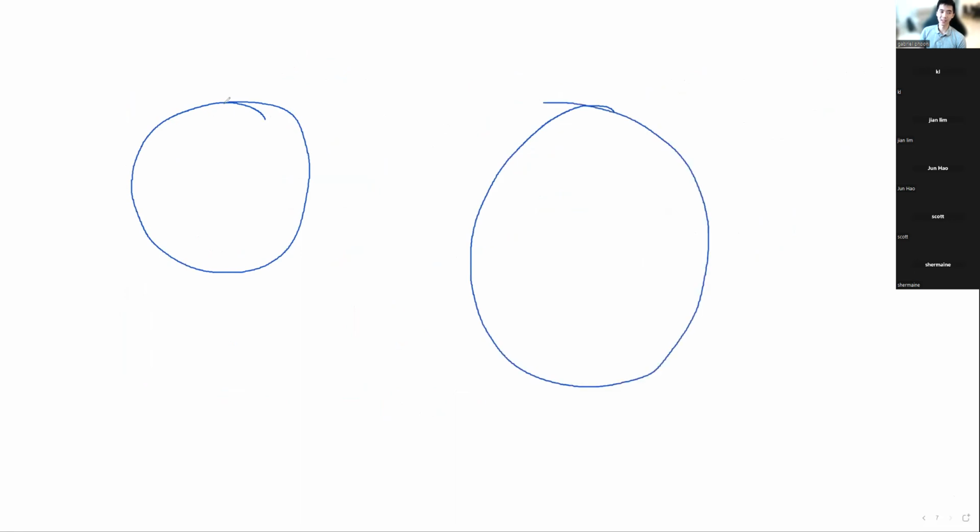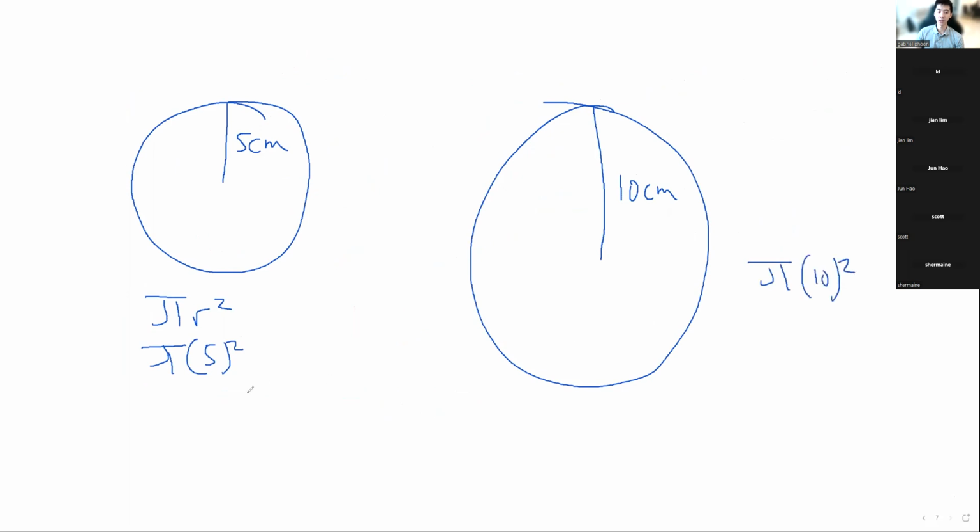Let's just go back to basic understanding here. Let's say I have a circle here, and then I have another circle here. Let's just say this radius is 5 cm, and this radius here is 10 cm. If I were to find the area of a circle, guys, area of a circle is pi r square, right? Which in this case will be pi 5 square, and in this case will be pi 10 square, right? If I do the calculation, this will give me 25 pi, whereas this one here will give me 100 pi.